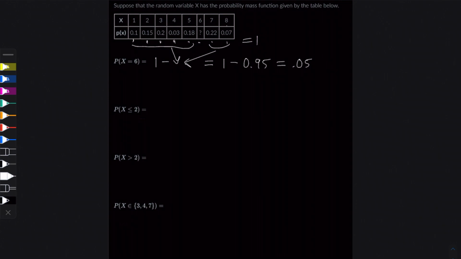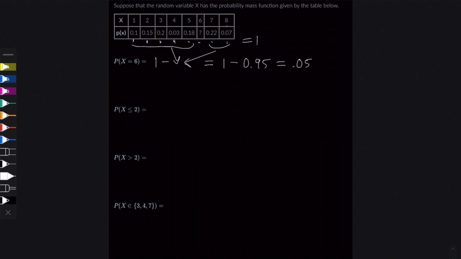So again, 0.95 would be the probability of 1 added to the probability of 2, 3, 4, 5, 7, and 8, and that equals our 0.95. And then we take 1 minus that answer, and it gives us the last open variable we're looking for.